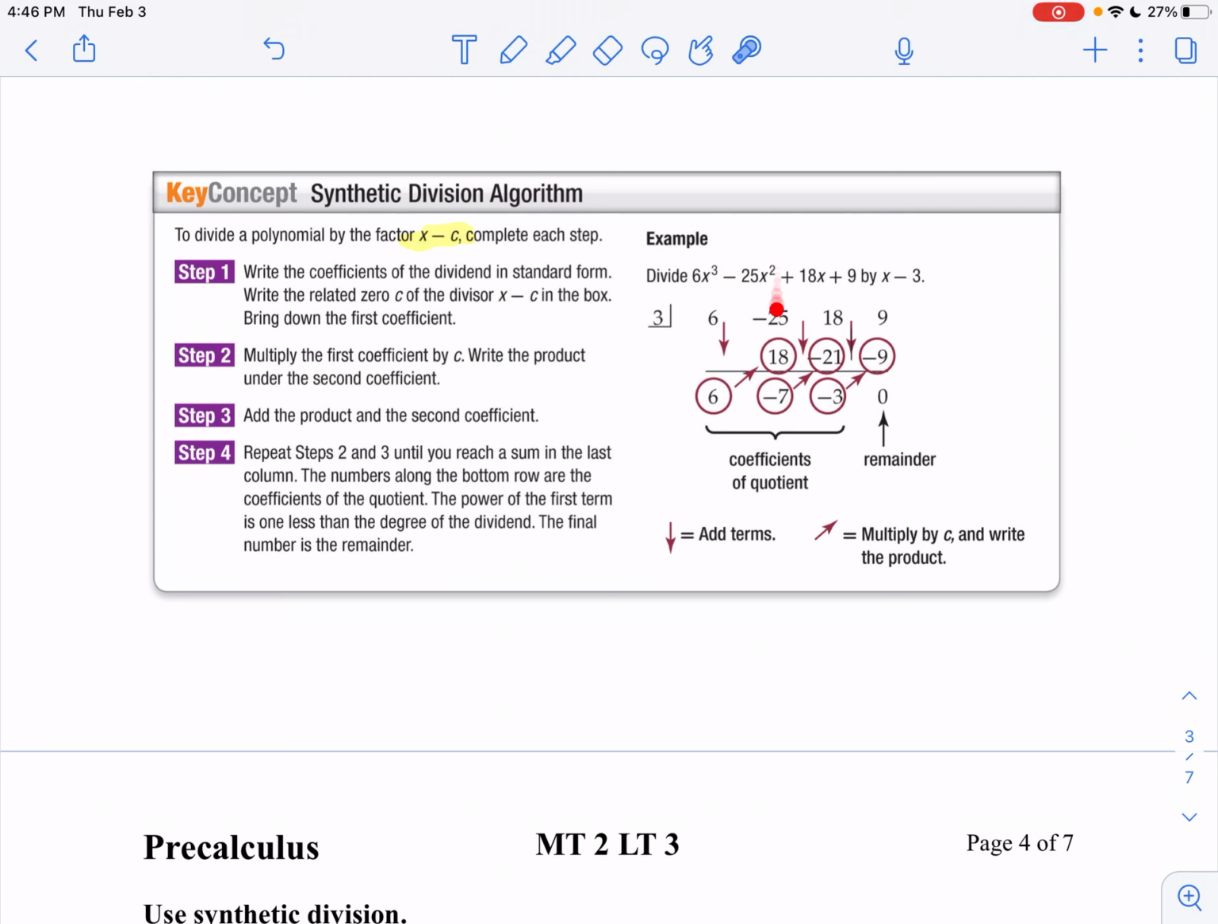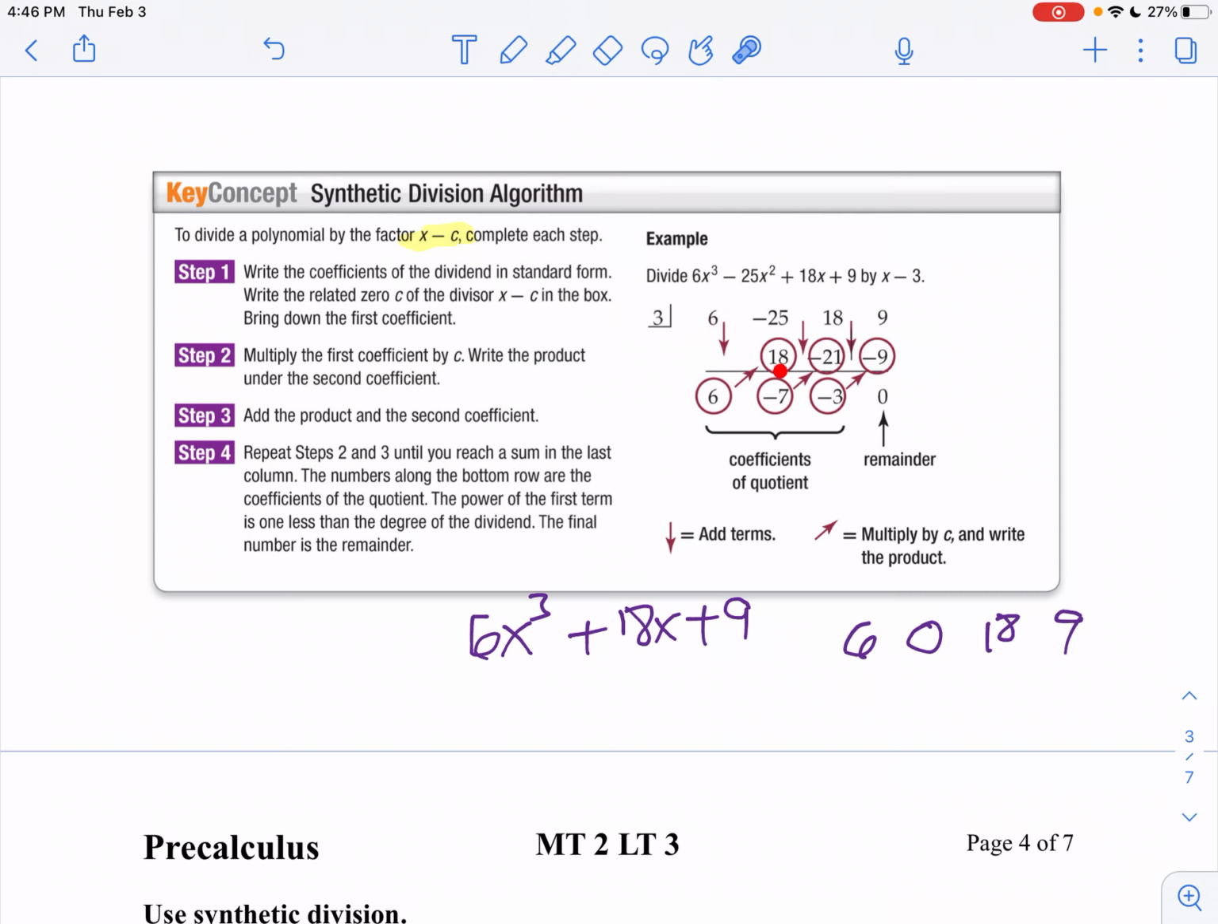And if you don't have a term, like let's say you don't have an x squared, let's say my problem would be 6x cubed plus 18x plus 9. If I'm going to use synthetic division, I would write 6x cubed, I'd have 0x squared because I need a placeholder for x squared, and then 18x and then 9. So make sure you have that placeholder. Then what we do is we take our number and we just bring down our coefficient, and then we multiply.